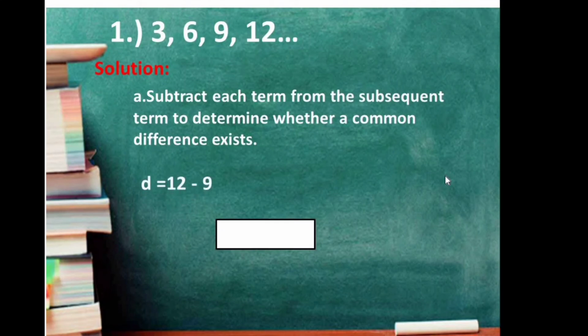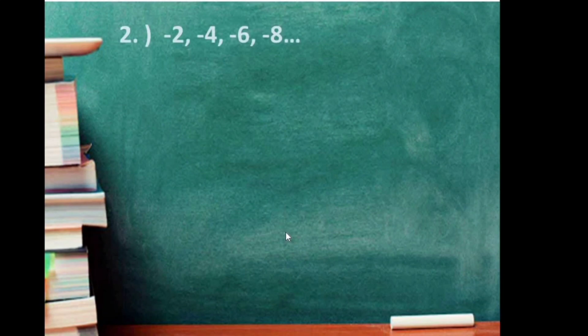So we have 12 minus 9. The common difference is 3. If we try another, 9 minus 6, the common difference again is 3. If we try another, 6 minus 3, again, the common difference is 3. It means that we can use any term and its subsequent term to determine the common difference. We'll try another example.